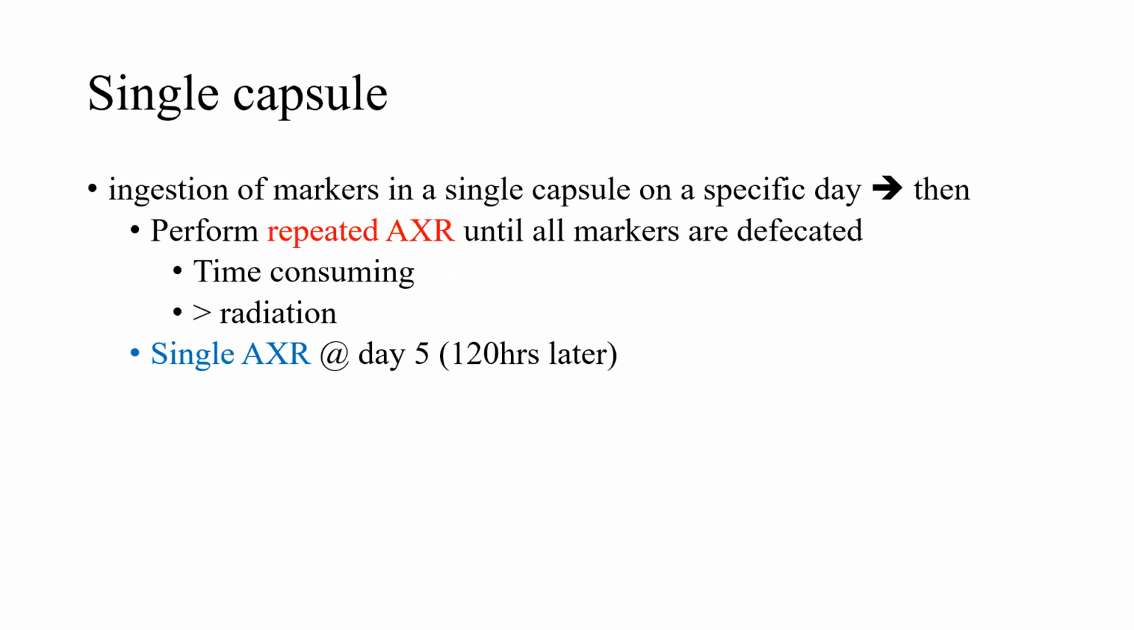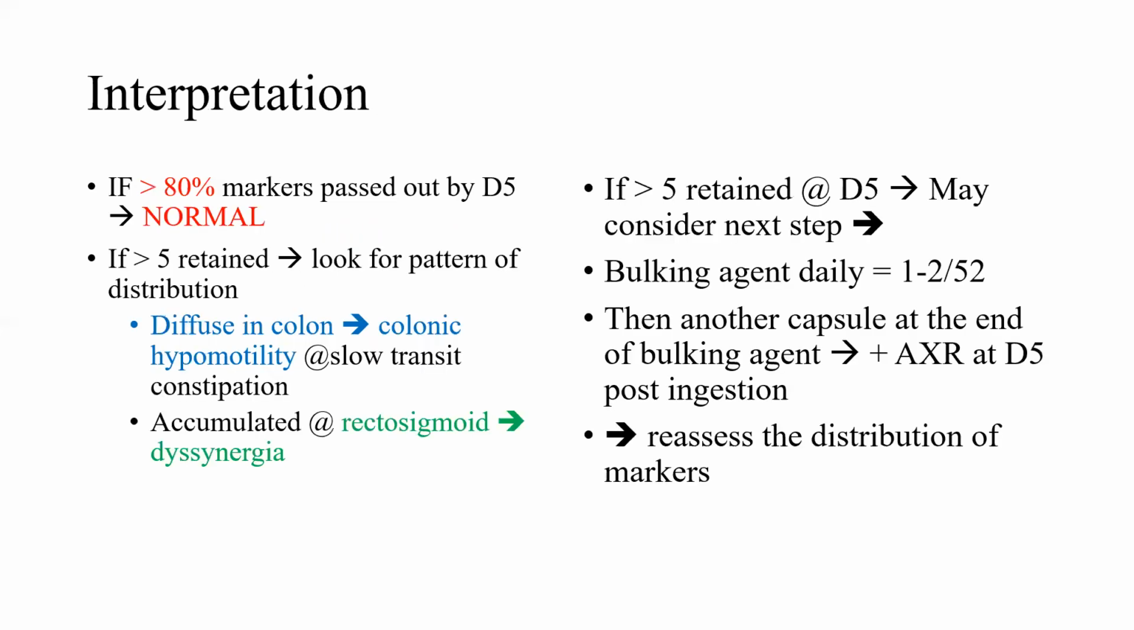There are a few methodologies in using Scintigraphy. The first one is a single capsule system where the patient ingests the markers in a single capsule on a specific day, and then they perform an abdominal X-ray until all the markers are defecated. In fact, it's quite time-consuming and there's more radiation. However, the other way is they ingest a marker and they do a single abdominal X-ray on day 5. And then from there, we assess the amount of markers retained in the colon.